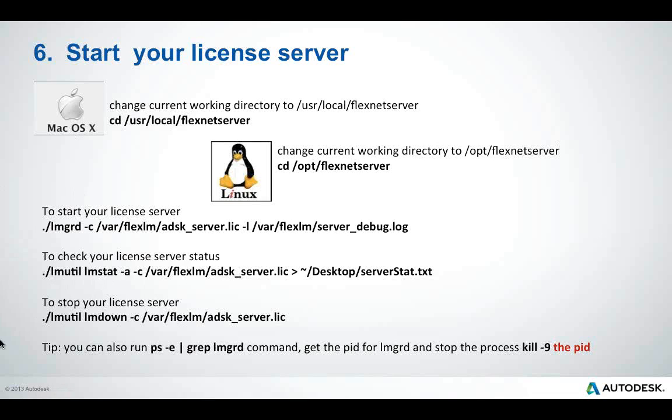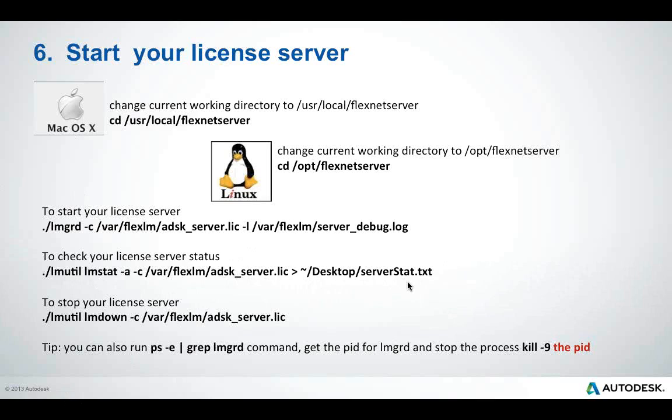lmstat gets the status. We want to see all the messages, so -a. Then we choose the license server file, and then we can redirect. This greater-than sign redirects the output of this command into the server status start.txt file on the desktop, which makes it easier for me to read. If you do not do that, you're going to see the output in your terminal window, and you may like it or not, it's entirely up to you. If you need some help from us, we would ask you to redirect the output of lmstat to a file and send it to us.